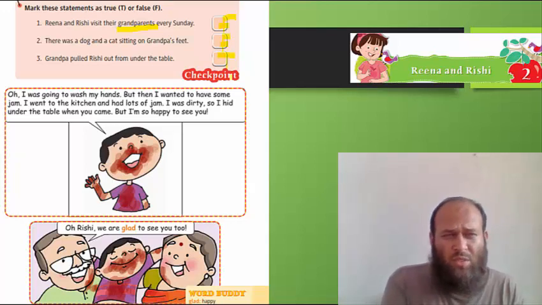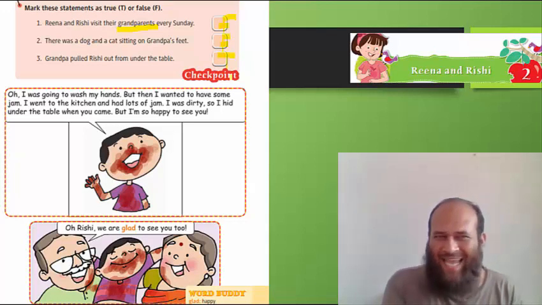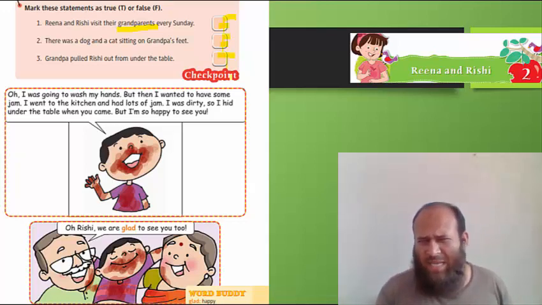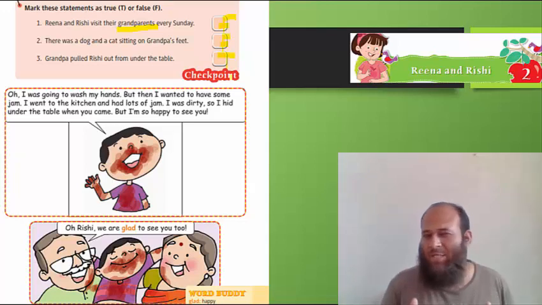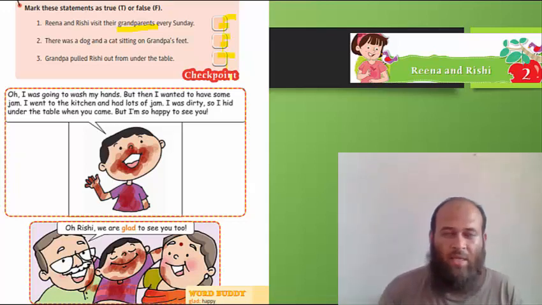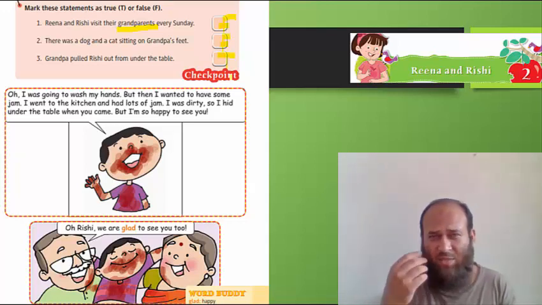"Oh, I was going to wash my hands, but then I wanted to have some jam. I went to the kitchen and had lots of jam." Do you also eat jam, kids? I know that you guys love jam. But which jam do you eat? Mango, guava, or mixed? I don't know, you tell me. So Rishi went to the kitchen and he was eating lots of jam.